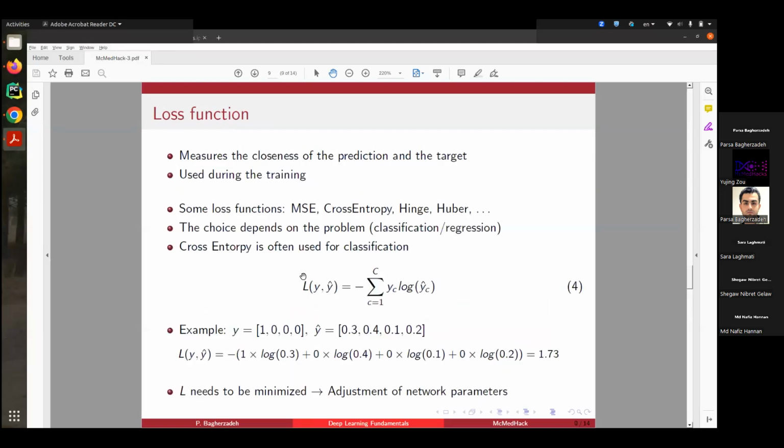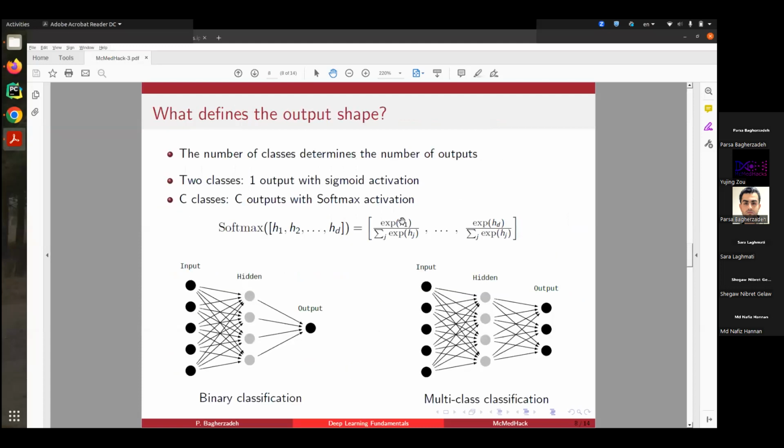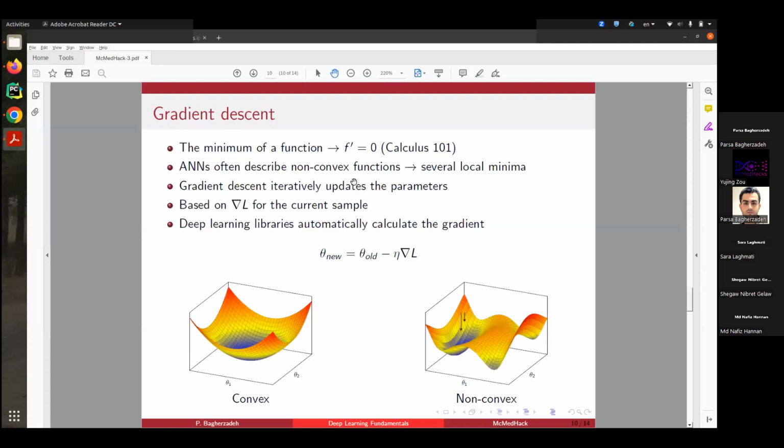Why? Because the loss here is a function of what? A function of our target and a function of our prediction. If we assume that the target is always the same during our learning process, so this is a constant, Y is a constant. Actually the loss function is a function of the prediction, and the prediction itself is a function of all of the learning parameters that I had in the network. So if I want to minimize this loss, I need to adjust the parameters of the network. How? By taking the derivative.